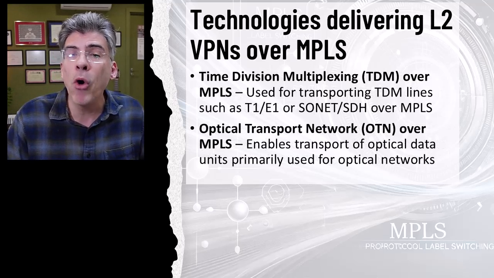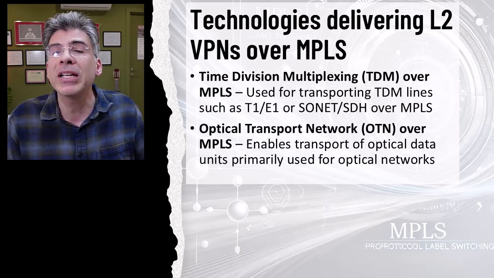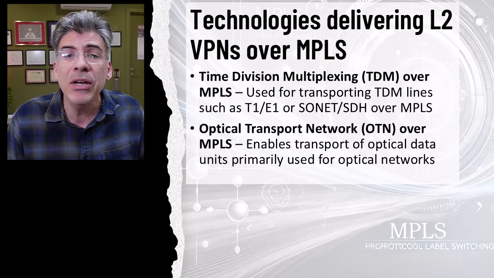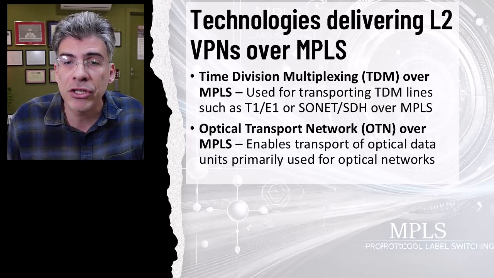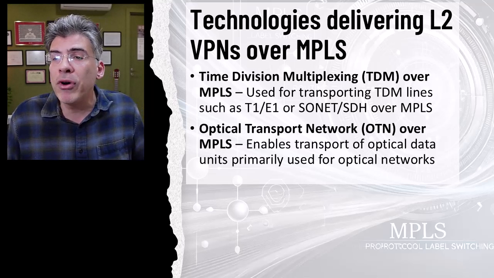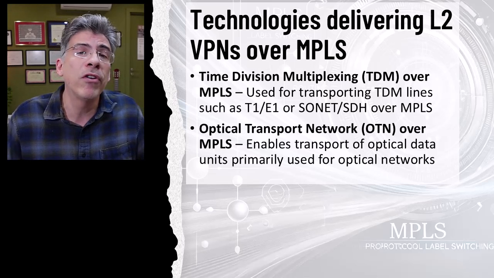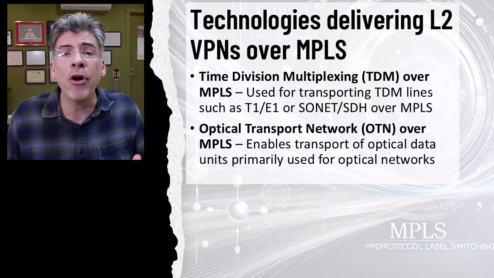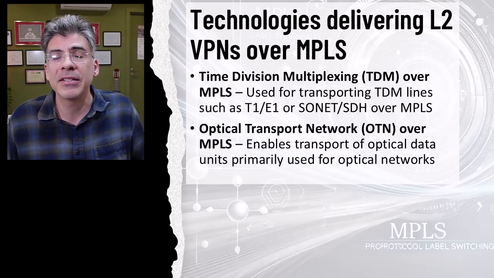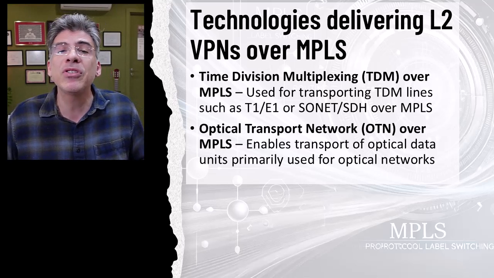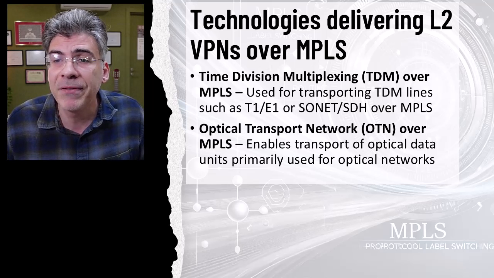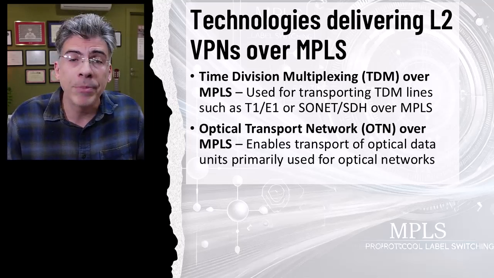Then we have TDM over MPLS, which is used for transporting time division multiplexing traffic for older circuit types like T1 and E1, or for SONET and SDH over MPLS. Now, this too uses pseudo-wire technology, allowing legacy voice and circuit-based services to be carried over MPLS. And finally, we have OTN over MPLS, which is Optical Transport Networks over MPLS. Now, OTN over MPLS enables the transport of optical data units, or ODUs, across an MPLS network, facilitating a Layer 2 service for optical networks.